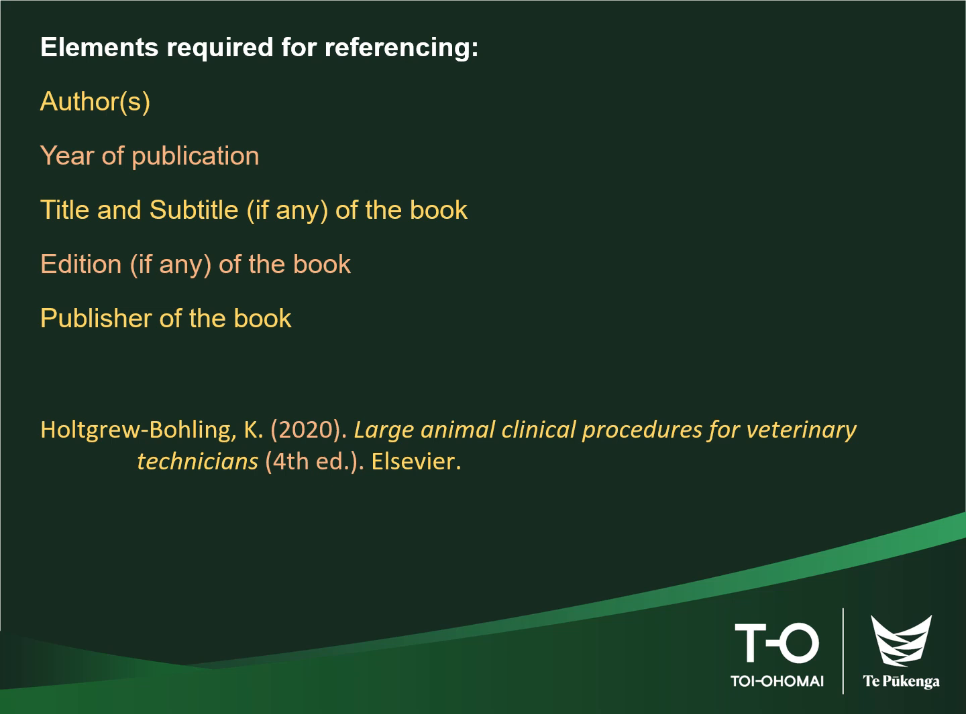You can see that we have fourth in abbreviated form with a lowercase ed standing for the word edition. This information is contained within round brackets and is followed by a full stop. Last, we have the name of the publisher followed by a full stop.